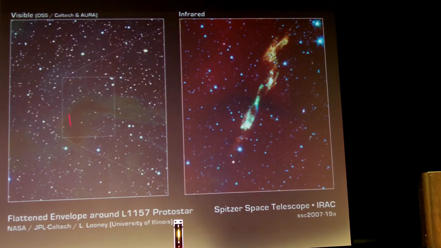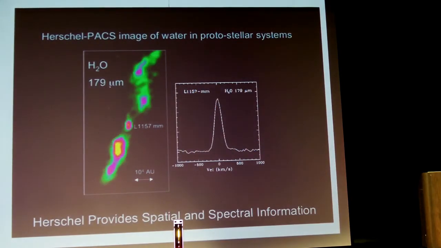Here is a visible light image of a star-forming dusty cloud. Here is a zoomed-in dust image showing a bipolar outflow, so gas moving this way and this way away from a newly formed star. And here is what we can do now with Herschel, or what we were able to do with Herschel. This is a map of the outflow.